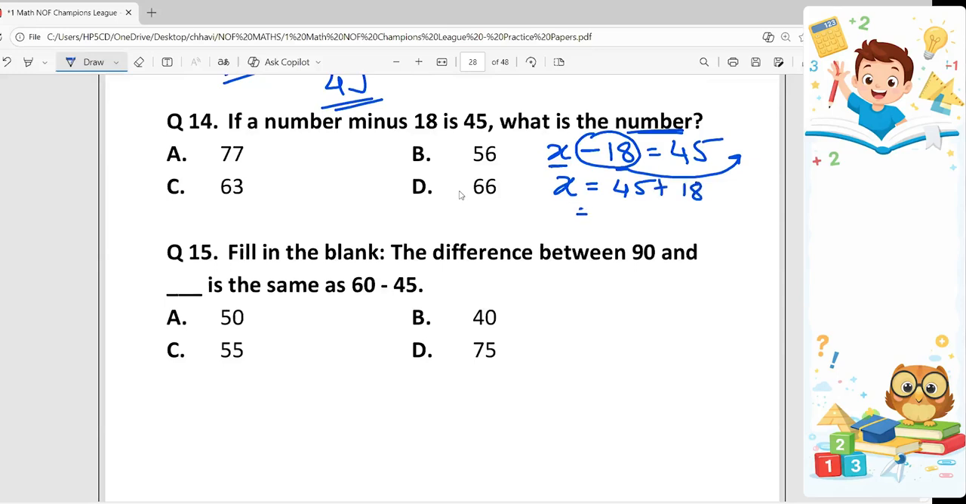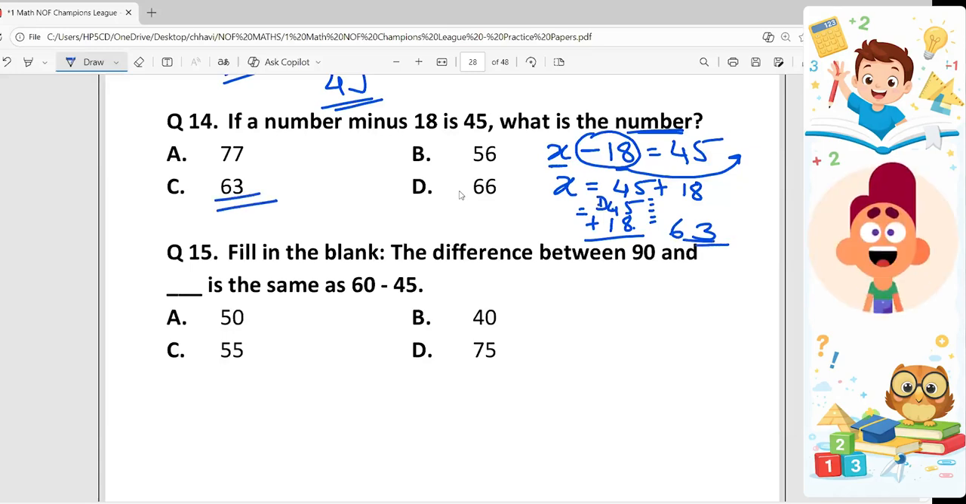So now we have to just add it and see what the answer is. 18 plus, okay. 8, 9, 10. I'll just make it easy for you. 8, 9, 10, 11, 12 and 13. So it is 13. And one over here. So it is 4, 5 and 6. So 63 is the answer. 63, option number C is the correct answer.